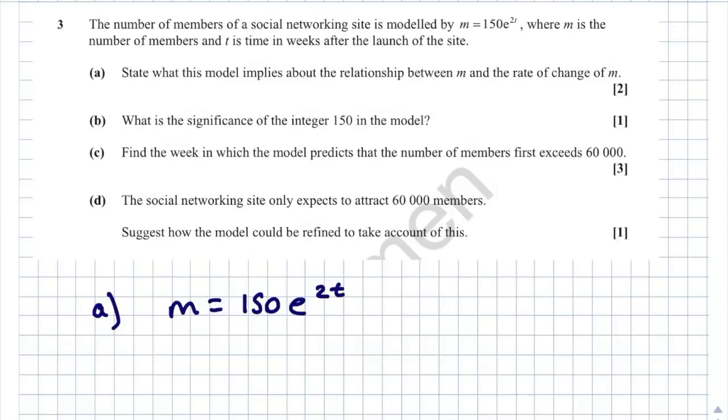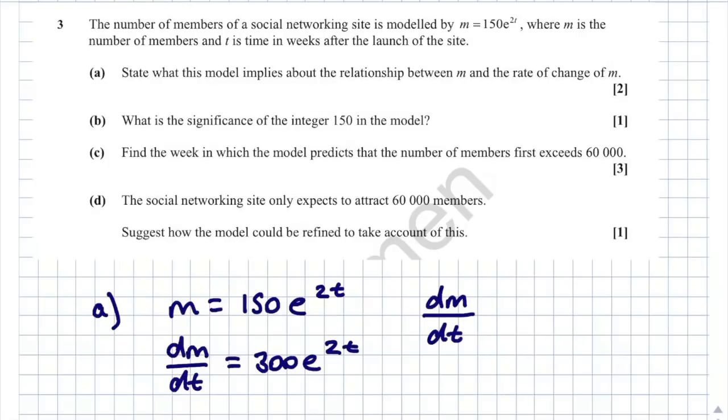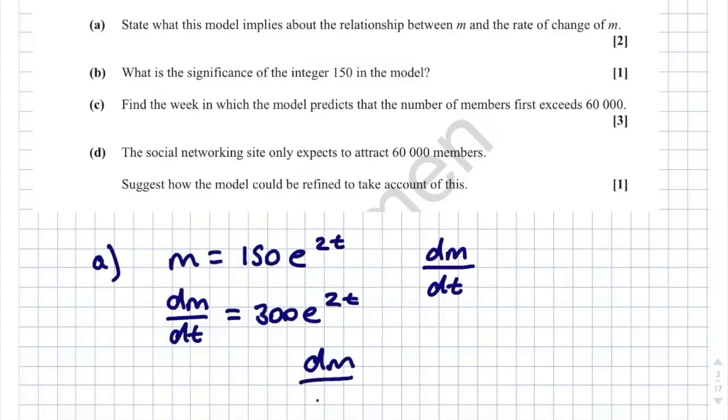Okay, so the rate of change of m is just the derivative of m. So the derivative is going to be with respect to time. So that's going to be dm by dt. So that's what we need to try and find. So if we were to differentiate this function, we would get dm by dt is equal to 300 e to the power of 2t. So what we need to do is compare m against dm by dt. And what you should be able to see is that dm by dt is just twice the value of m. So if you like, dm by dt is equal to 2m.